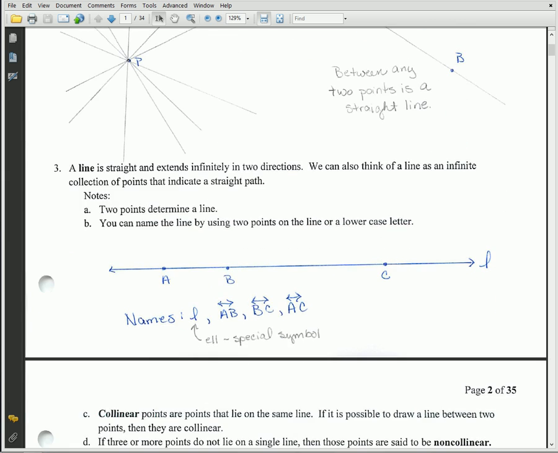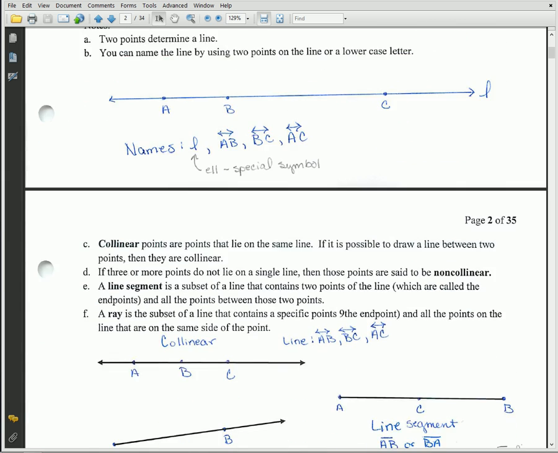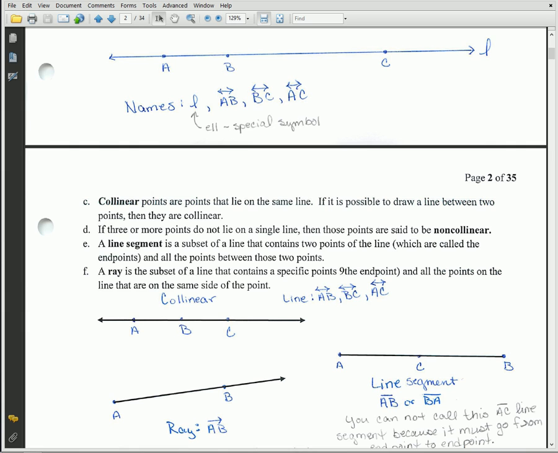How do we label a line? There are 4 ways. We can label this line as line L. Now that is a script L, and it is ELL. It looks like a script letter L. It is a special symbol in mathematics.